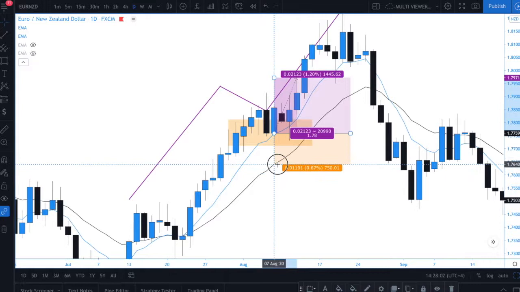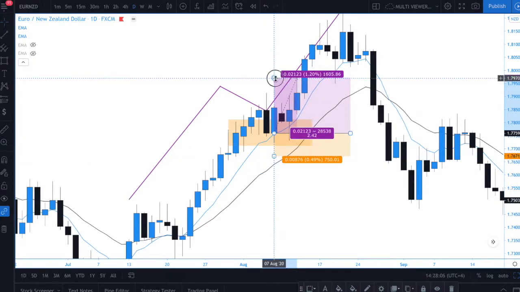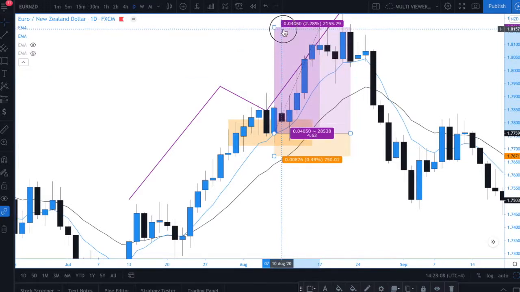And this is a perfect opportunity to then start looking for areas to actually buy that market. And whether you have a stop below the other EMA or whether you look on a smaller time frame, you can catch some really good moves based on these moving averages.